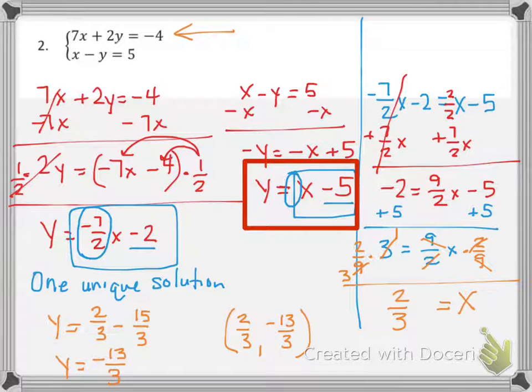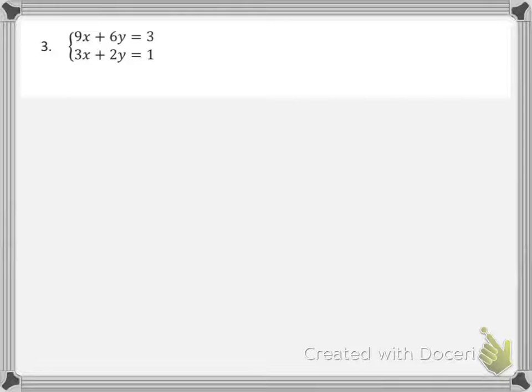All right, let's do another one. We have 9x plus 6y equals 3, and 3x plus 2y equals 1. So our job first is to change these to slope-intercept form. 9x plus 6y equals 3. Subtract 9x from both sides. We get 6y equals -9x plus 3.